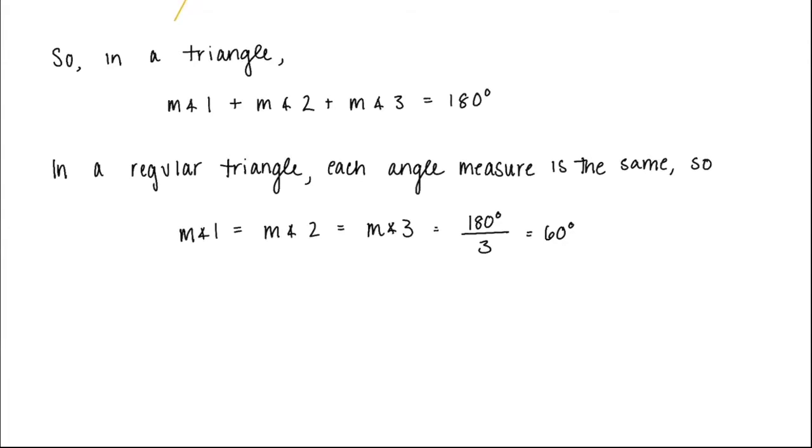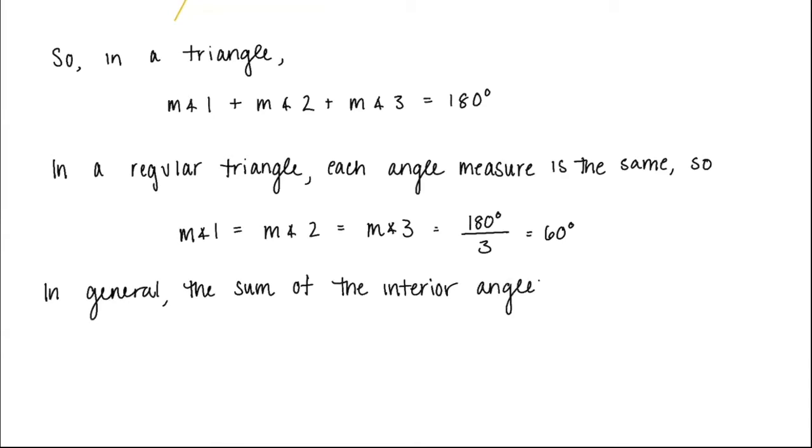So in general, the sum of the interior angles for a triangle must be 180 degrees. So every single triangle, the angles are going to add up to 180.